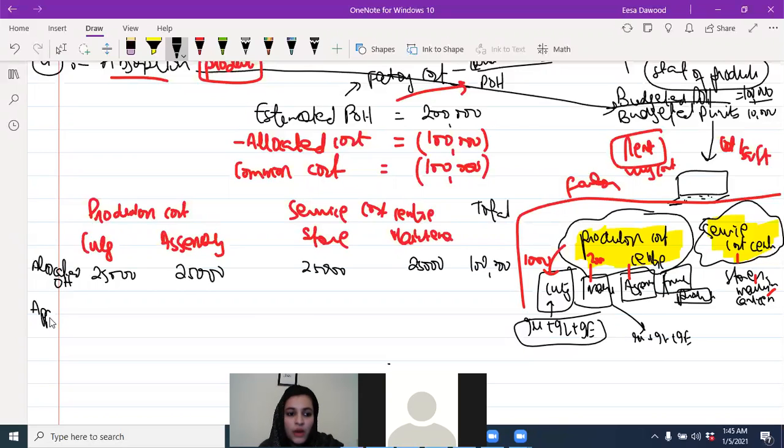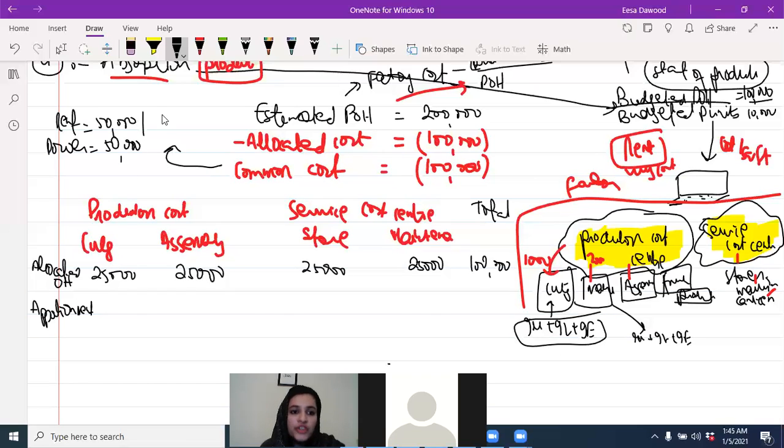Now, what would happen in the step of apportionment? I told you there will be some common cost. For example, 1 lakh was the common cost. And what was the breakup of that 1 lakh? Rental cost was 50,000 and power cost was also a common cost, 50,000 as well.